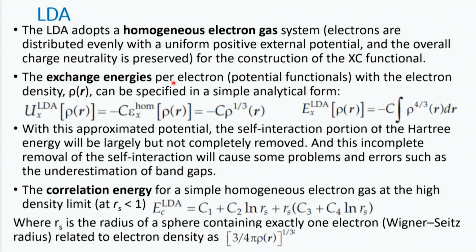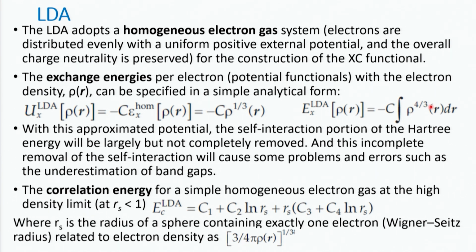Okay. The exchange energies per electron or the potential function with the electron density can be specified in a simple analytical form. So, this is one of the analytical forms: rho to the power of 1/3. Similarly, if you just take the exchange operator as rho to the power 1/3, essentially the energy as a functional form should be equal to C times rho to the power 4/3.